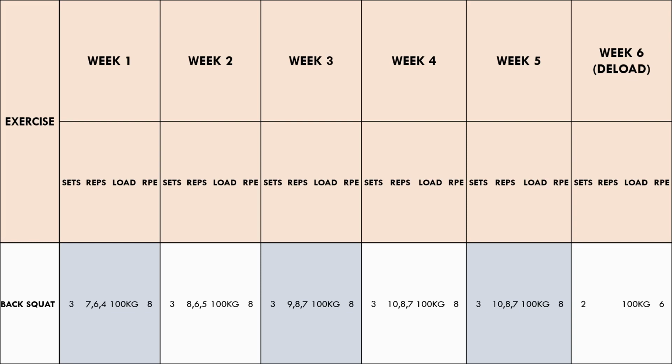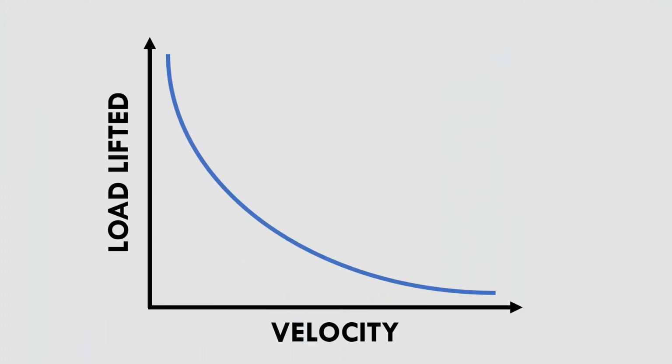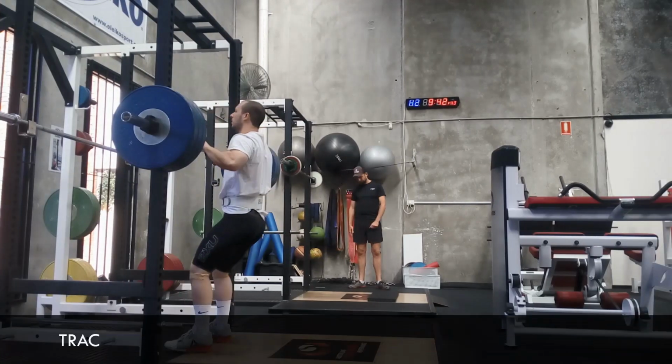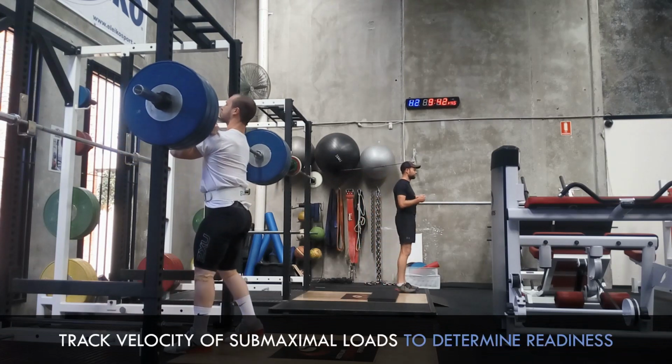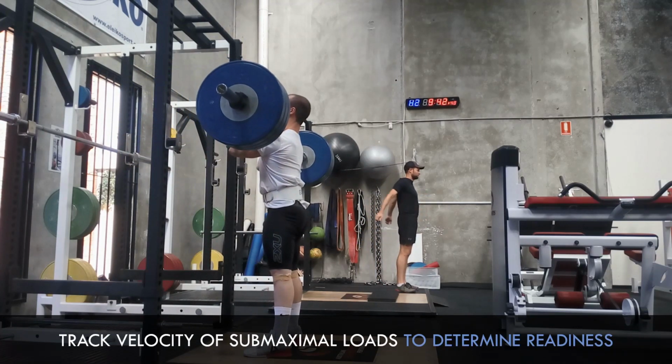Another method of reactive programming that can be applied is via the use of tracking bar velocity. During strength training, velocity has an inverse relationship with load lifted. This means that the heavier the load is, the slower the velocity will be, whereas the lighter the load is, the faster the velocity will be. Tracking bar velocity can be used to determine what loads will be lifted on that particular day. This can be done by lifting a submaximal load as fast as possible to determine if the trainee is in a good or poor condition on that given day.